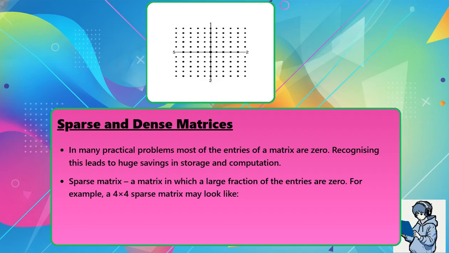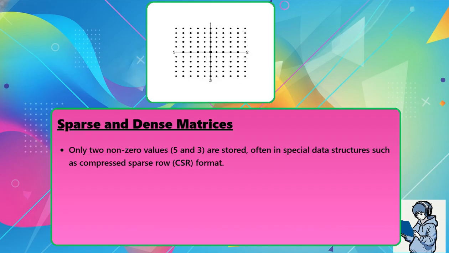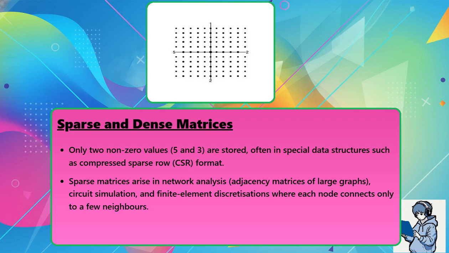For example, a 4 by 4 sparse matrix may look like S equals a matrix with first row 0, 0, 0, 5, second row all zeros, third row 0, 0, 3, 0, fourth row all zeros. Only two non-zero values, 5 and 3, are stored, often in special data structures such as compressed sparse row (CSR) format. Sparse matrices arise in network analysis, adjacency matrices of large graphs, circuit simulation, and finite element discretizations where each node connects only to a few neighbors.